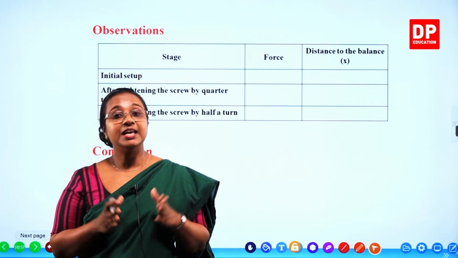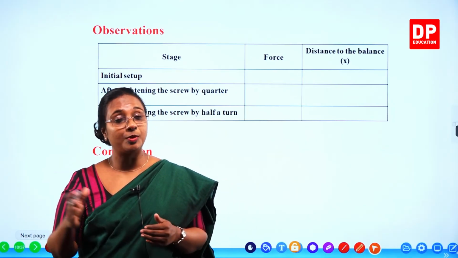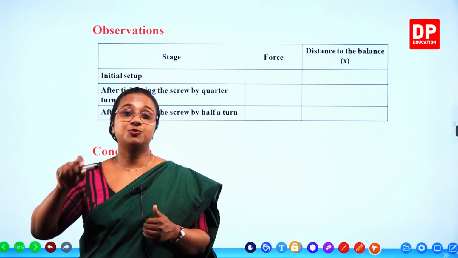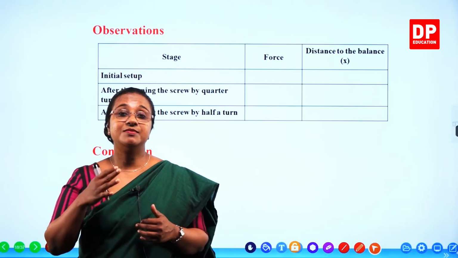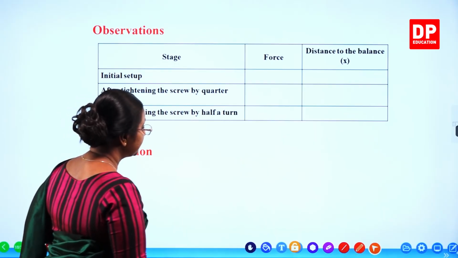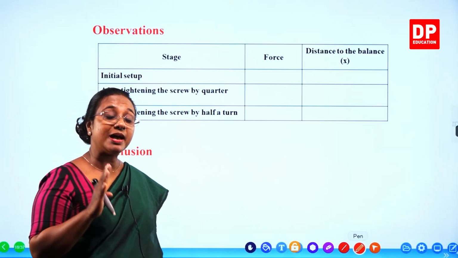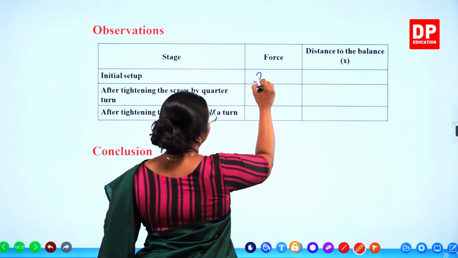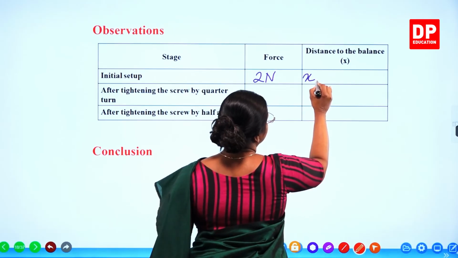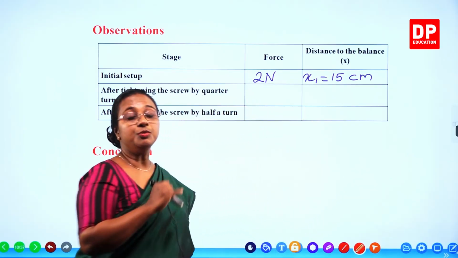It was 2 Newton. Initially we measured, or we know the distance x1, that is from the screw nail to point A, that was 15 centimeters. Then when the force was kept constant, the screw nail was tightened, you were able to observe that the perpendicular distance had to be increased. So first I will write down the observation. So here we have the initial setup, that is bringing the screw nail back to its original position. The force required was 2 Newton and we measured the distance x1, that was equal to 15 centimeters, screw nail to point A.